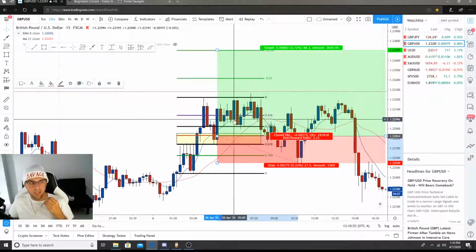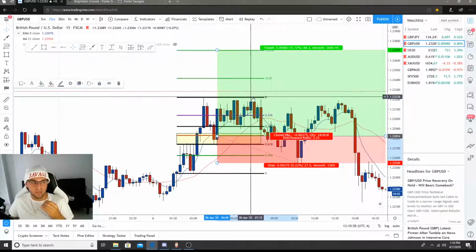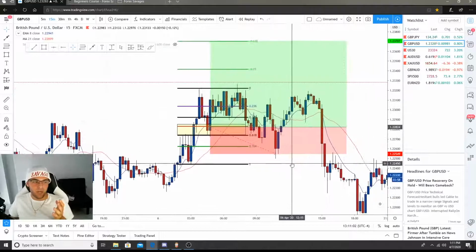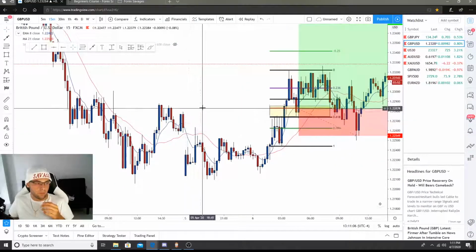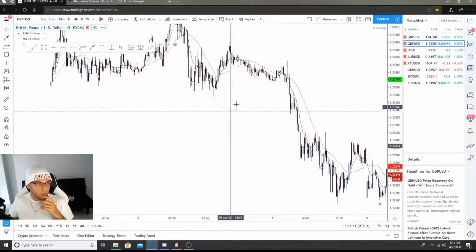But that's why taking partials or taking profit and putting stops to break even after hitting take profit 1 or even 2, you guys can get saved, because what happened? It came and it just came right back down. So that's very lovely. Good trade right there. Beautiful.